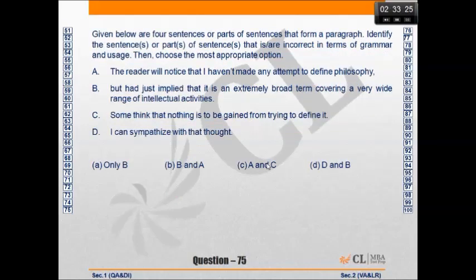Okay, let's move to the not my favorite area. Correct in terms of grammar, sentence correction. I don't know at all. No, I don't know any grammar. I'll keep eliminating based on whatever little I know.